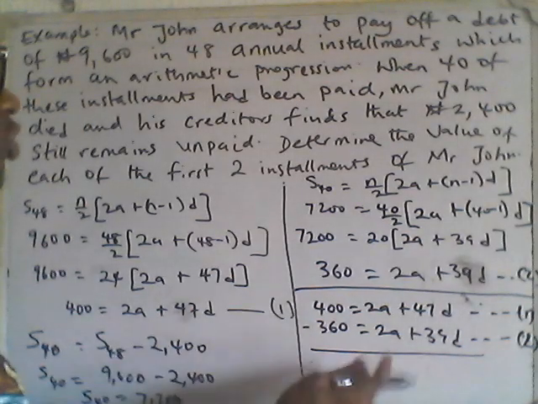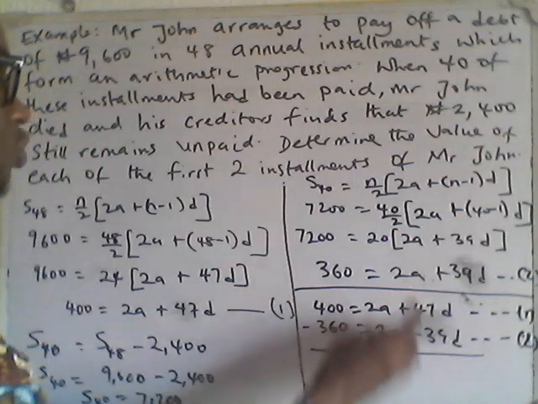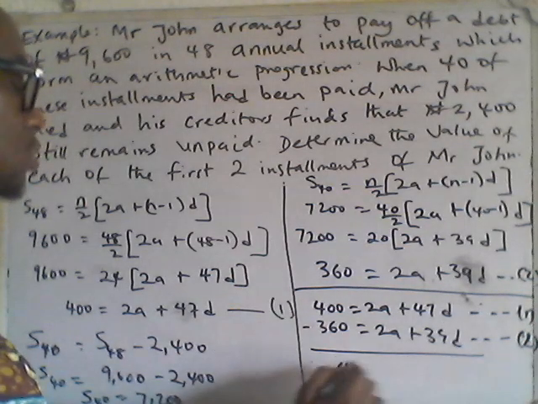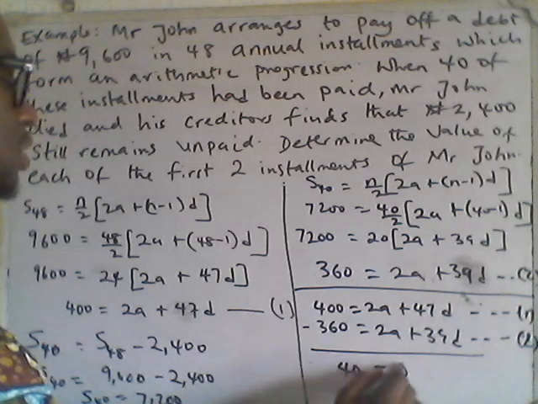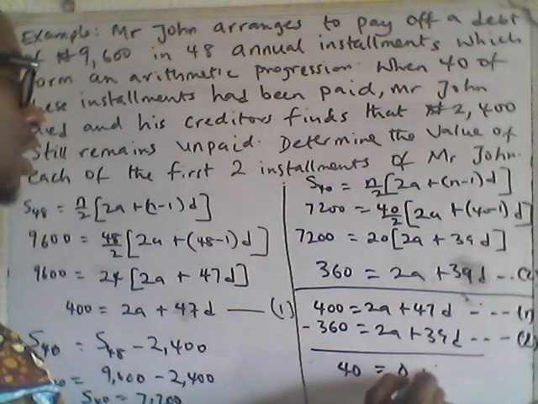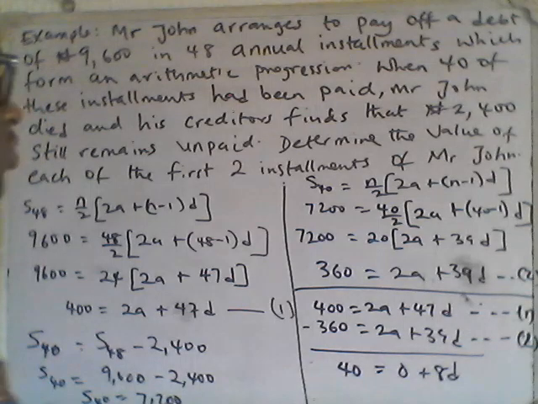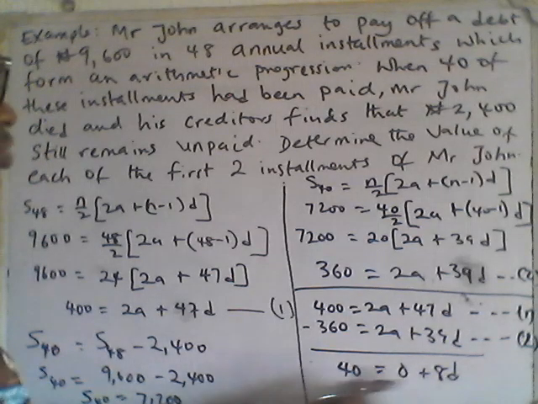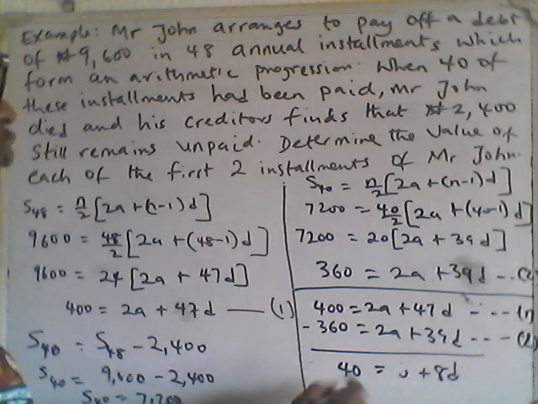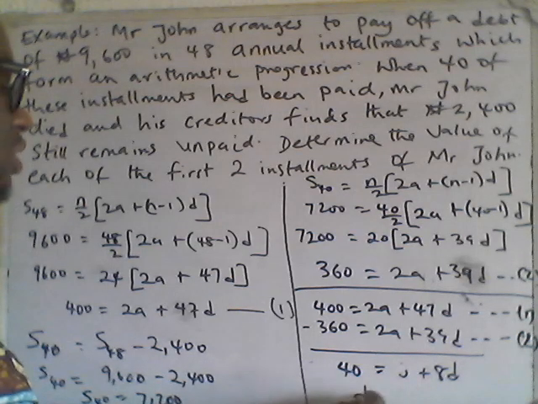So why am I doing subtraction? I want to eliminate this particular one. So 400 minus 360 is 40. 2a minus 2a is 0. 47d minus 39d is plus 8d. So I can divide both sides by 8 to get d. This one is already 0. So 40 divided by 8 will give us d is equal to 5.